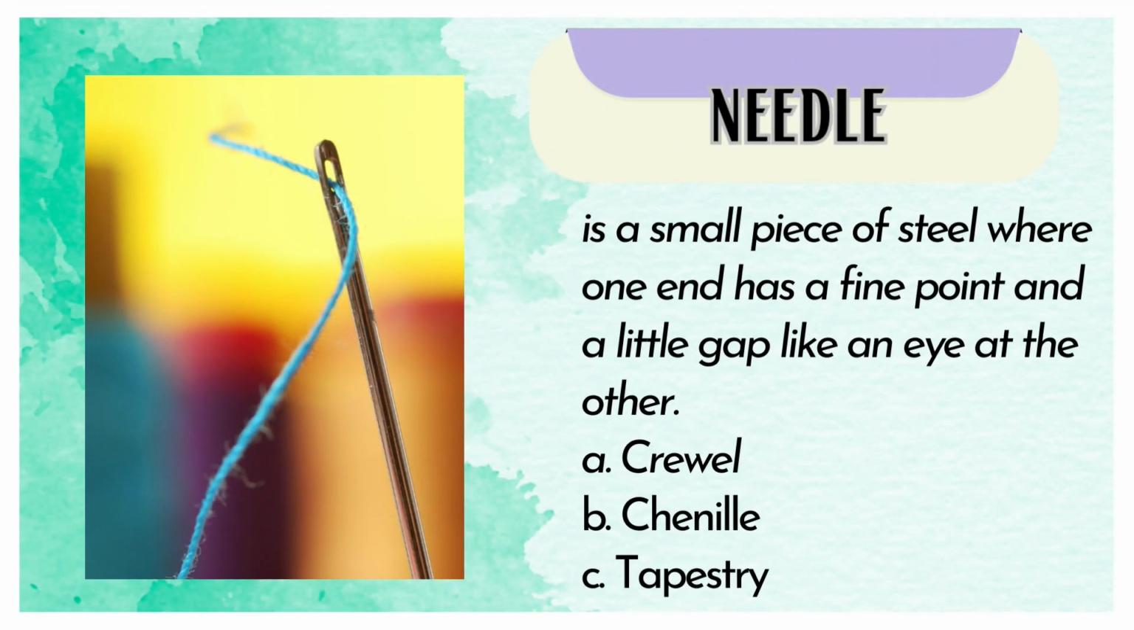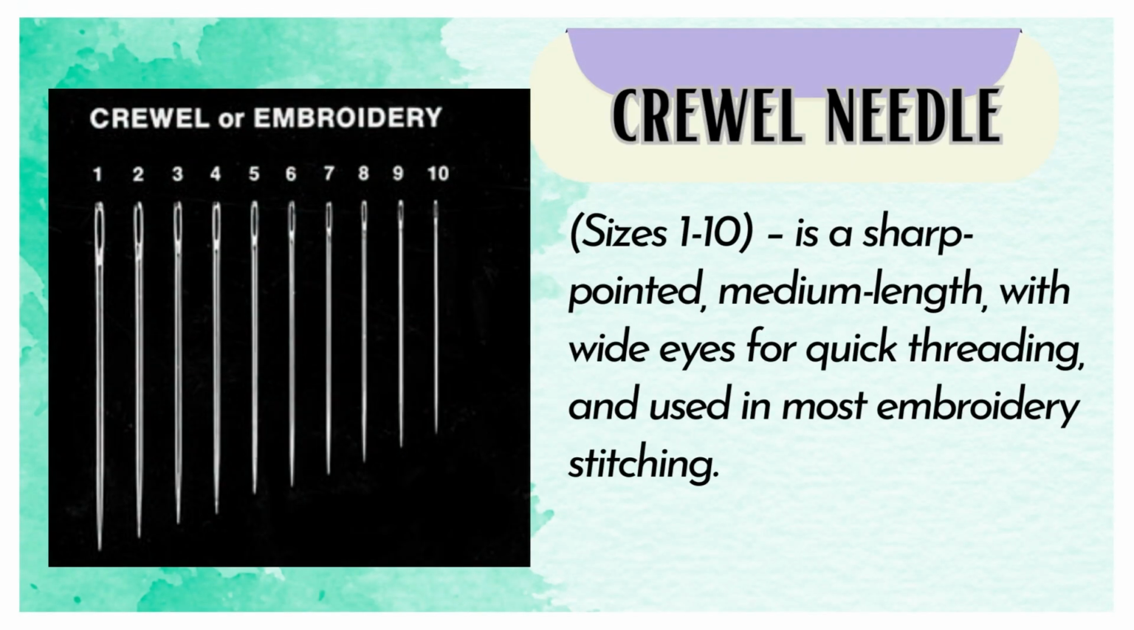Another tool is the needle. It is a small piece of steel where one end has a fine point and a little gap like an eye at the other. There are different types of needle, namely crewel, chenille, and tapestry. Crewel needle are sharp-pointed, medium length, with wide eyes for quick threading, and used in most embroidery stitching. Crewel embroidery generally appears more three-dimensional and puffy because of the thickness of the yarn used.